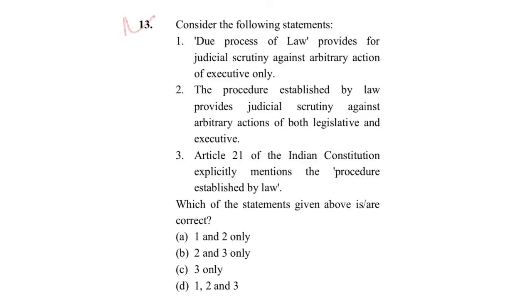Question number 13. Due process of law provides for judicial scrutiny against arbitrary action of executive only? No, also legislative. The procedure established by law provides judicial scrutiny against arbitrary action of both legislative and executive? No, only legislative. Article 21 of the Indian Constitution explicitly mentions the procedure established by law. Yes, this statement is correct and these two are incorrect. So 3 only will be the answer, C.